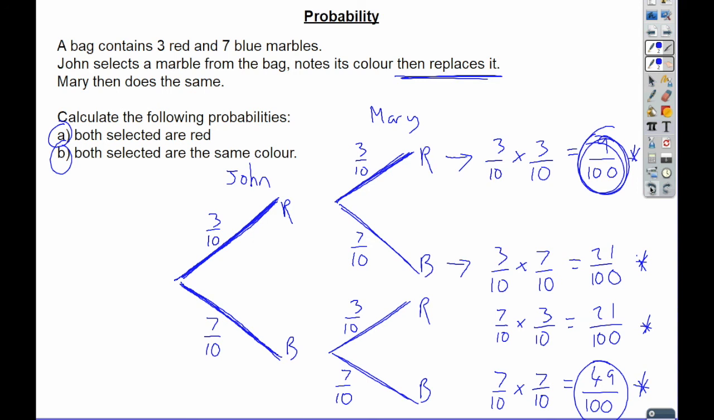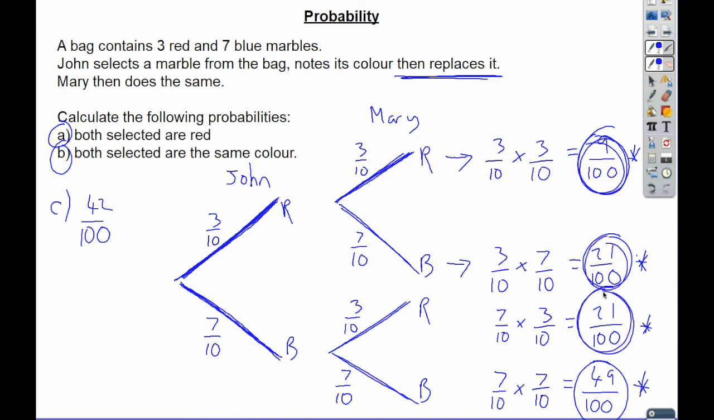I'm just going to consider a part C of the question, the probability that each person gets a different colour. Think about that one for me. I'm hoping you arrived with the answer 42/100. Can you see how we got that? You need to add these two together, because what we're looking at is either John gets red and Mary gets blue, or John gets blue followed by Mary gets red. Okay, so the or situation means 21/100 plus 21/100, so 42/100.